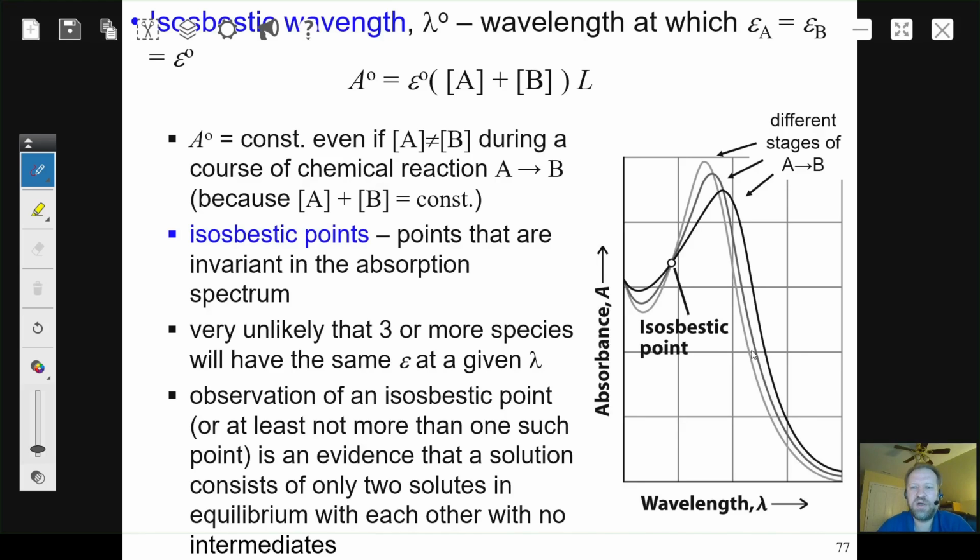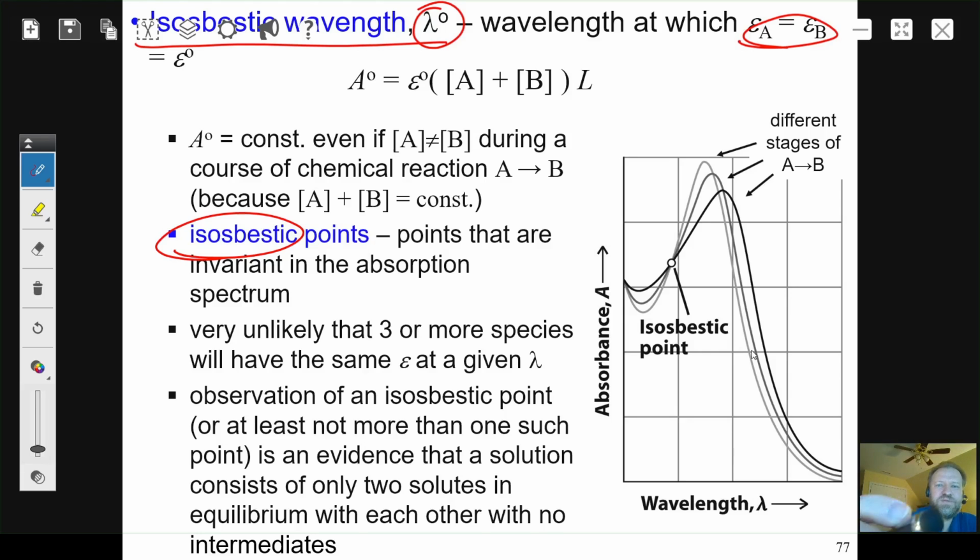Now, a very interesting situation happens when the molar absorption coefficients of the two species, A and B, are the same at certain wavelengths. Such a wavelength is called an isosbestic wavelength, okay? And for the isosbestic wavelength, the expression for absorbance can be even further simplified because the molar absorption coefficients of species A and B at that particular wavelength are the same.